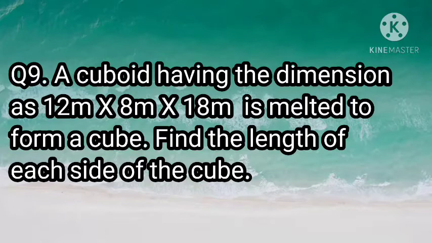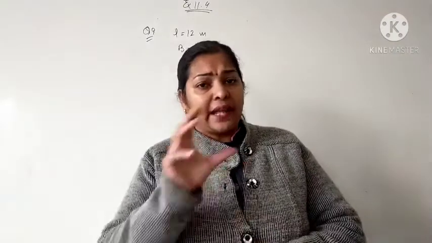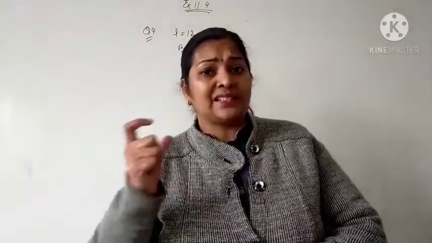Question number 9. You are given a cuboid having the dimensions 12 meter into 8 meter into 18 meter, which is melted to form a cube. Find the length of each side of the cube. Now see, a cuboid is melted and then it is formed as a cube.